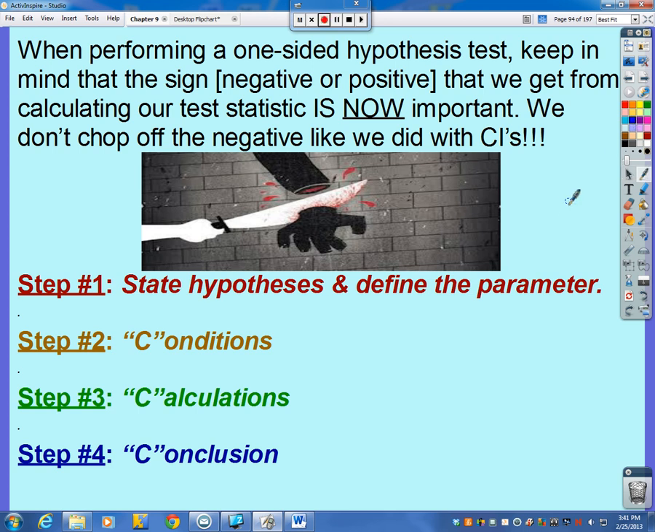When performing a one-sided hypothesis test, keep in mind that the sign that we get from calculating our test statistic, our Z or T score, is now important. We don't chop it off like we used to do with confidence intervals. So we are going to follow the quote-unquote four-step process from the book, which is basically stating our hypotheses, defining our parameter, and then completing the three C's of conditions, calculations, and conclusions.